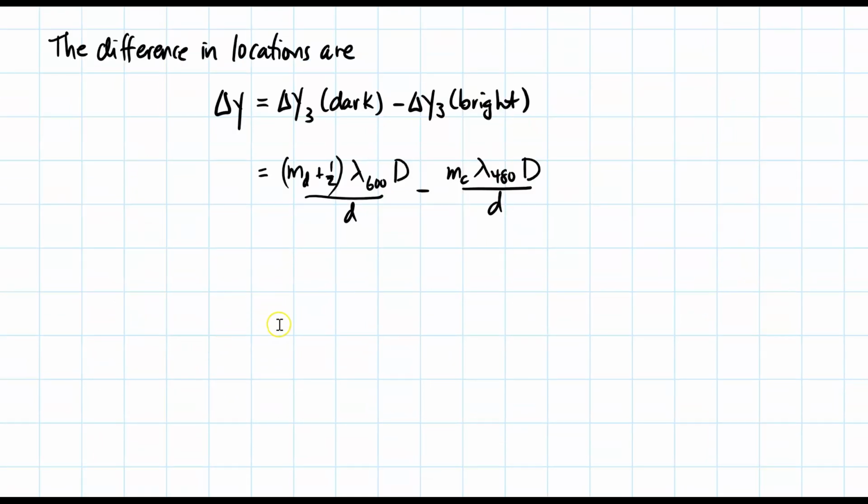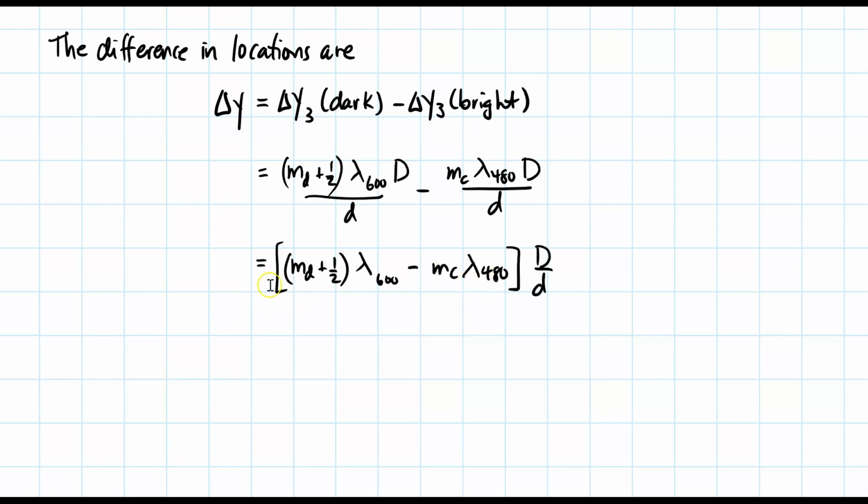Using the small angle approximation, the darks are (m_D plus 1/2) times the wavelength times the screen distance divided by little d, whereas for the brights, we replace it with m_C times lambda, 480. We know that big D and little d are the same, so let's write those things and isolate them.